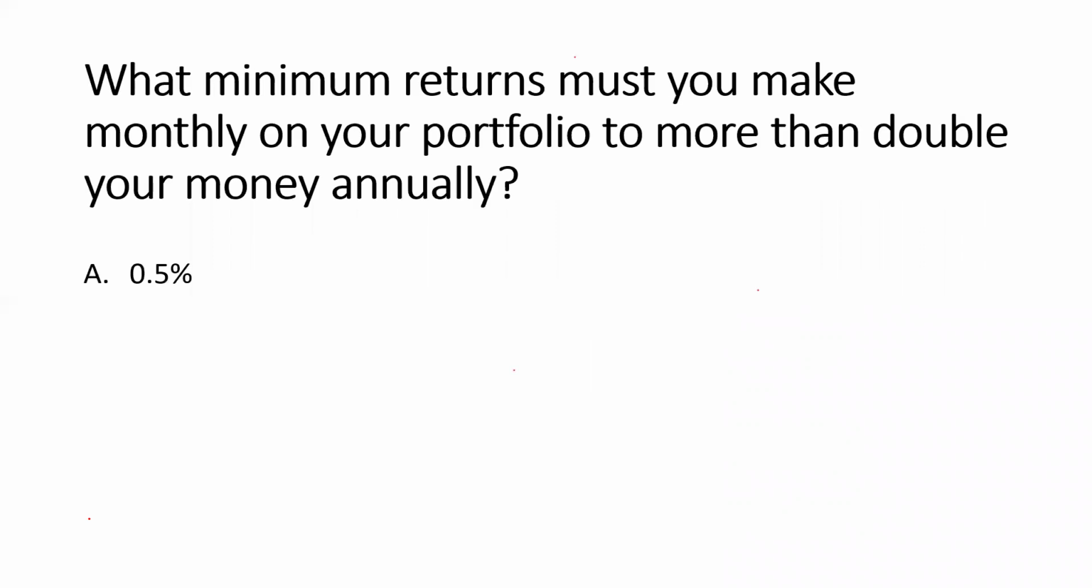Let me make sure you're paying attention here. I just want to, through each piece of this process, make sure that we've got comprehension going on. So what are the minimum returns that I'm targeting every month on my portfolio to more than double my money annually? Is it 0.5%, 1.5%, 5, 6, or 10%? What am I focusing on every month? Go ahead and type it into the chat if you want. Okay, I see some answers coming in.